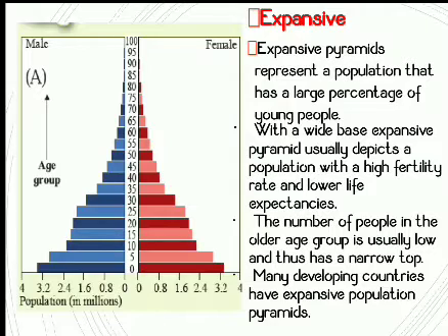So because of that, the death rate is high. The number of people in this older age group is usually low and thus has a narrow top. Many developing countries have an expansive population. So most probably the developing countries have an expansive population, because of lack of medical facilities, the life expectancy in these countries is very low.